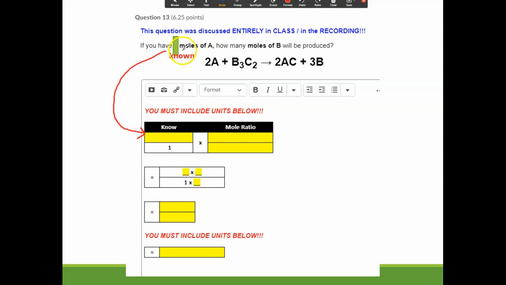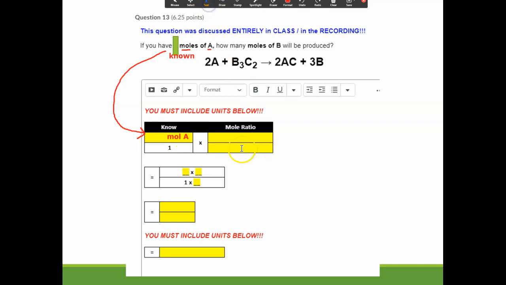And again, units here are MOL A, moles of A. You do need units, otherwise you will be marked as wrong. So put in your known moles of A. Again, it's already over 1 to turn it into a fraction. And the next step, now we need the mole ratio. Now to figure out the mole ratio, again, we want to get rid of moles of A on the top.